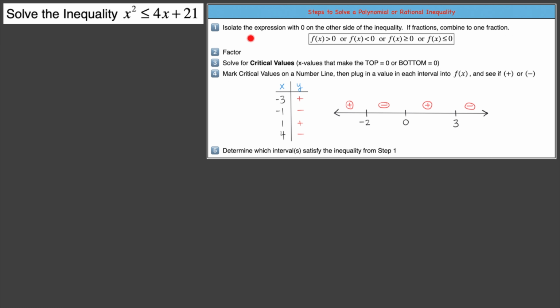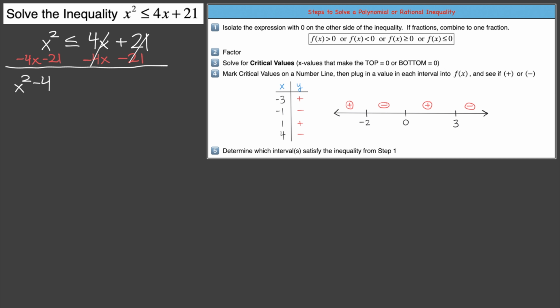Well, step number one, we're going to isolate the expression with a 0 on the other side of the inequality. So we want it to look like this here. So I'm going to bring down our initial inequality. We want to move the 4x and the 21 to the left side. So I'm going to subtract the 4x, subtract the 21 to both sides. On the right side, those cancel. So we're left with x squared minus 4x minus 21, which is less than or equal to 0.